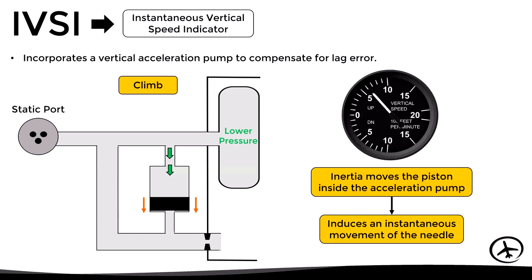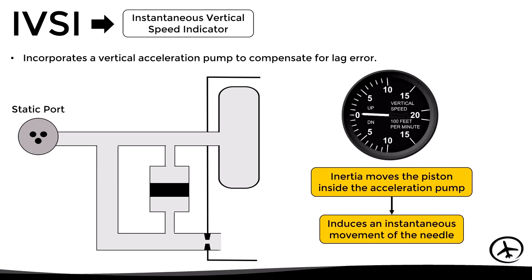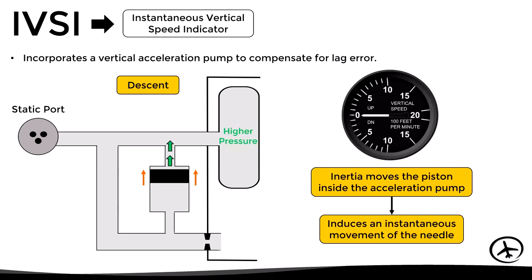Obviously, this situation is temporary, since the springs inside the acceleration pump will return the piston to the neutral position. And then the instrument will work as a regular VSI. Now, in case of a sudden descent, the inertia will cause the piston to move upwards in the acceleration pump. This causes a rapid increase in pressure inside the capsule, which has the effect of an instantaneous descent rate indication. Again, the springs will return the piston to the neutral position, and the instrument will continue to work normally.